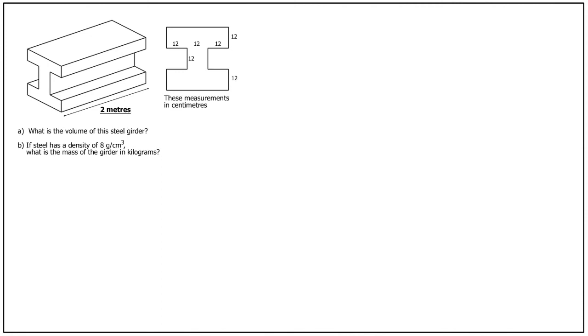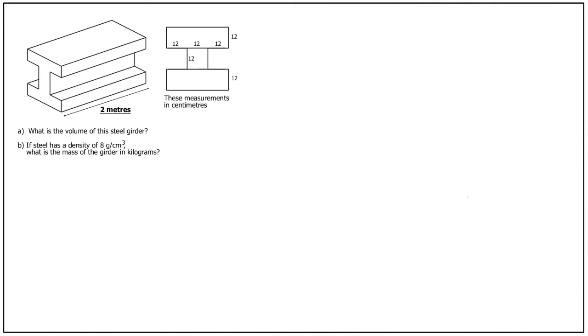Firstly, you will recognise that this shape is a prism, of course, because its cross-section is the same all the way through the girder, and you'll remember that the volume of a prism is the area of the end multiplied by the length. The first thing we have to do, therefore, is to find the area of the end, and in this case we can divide the cross-section into 3 rectangles.